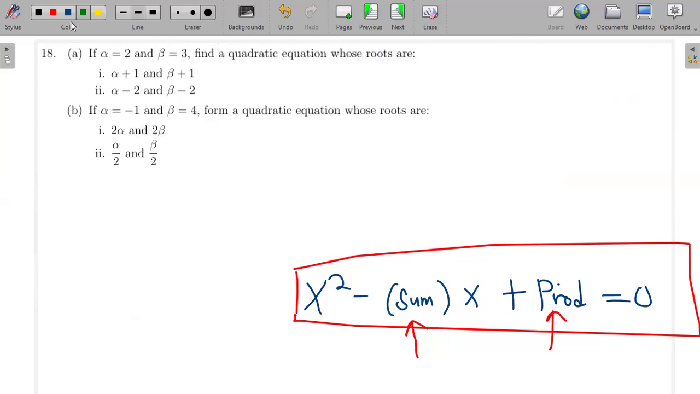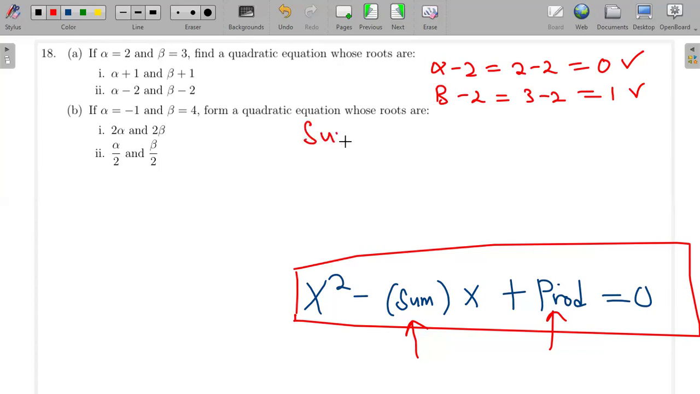So the other one that we have there is that we have the roots alpha minus 2. So alpha is 2, minus 2, that will be 0. So this is my first root. The other one is beta minus 2. So now beta is 3, minus 2, which will just be 1. So 0 and 1 are my roots.